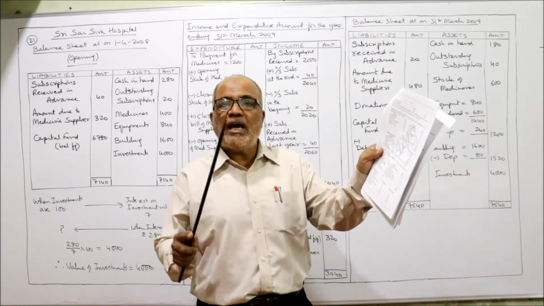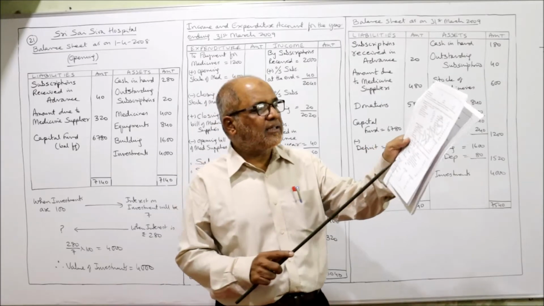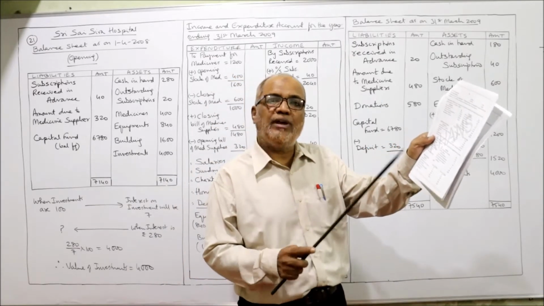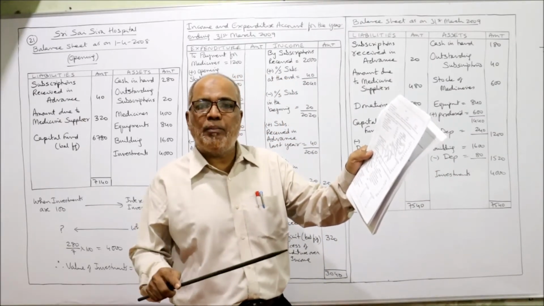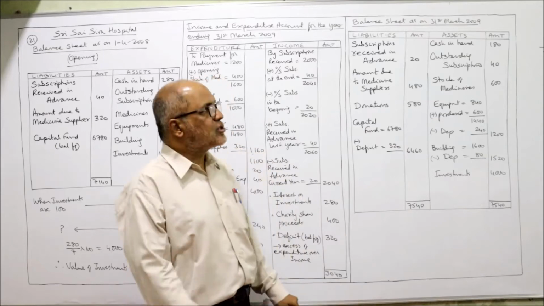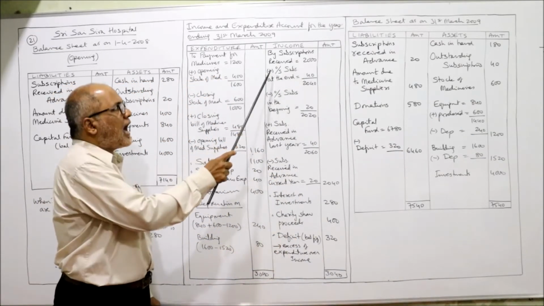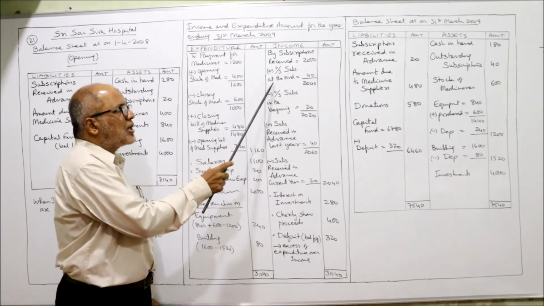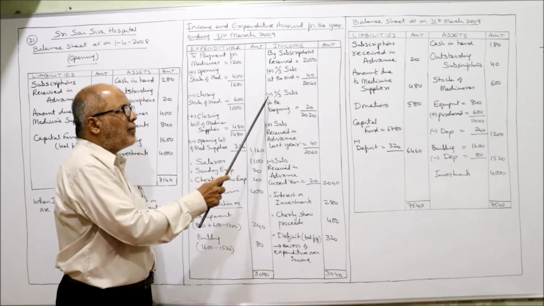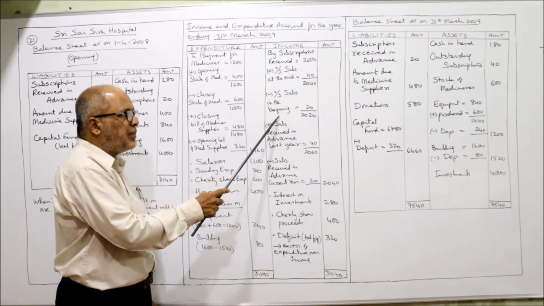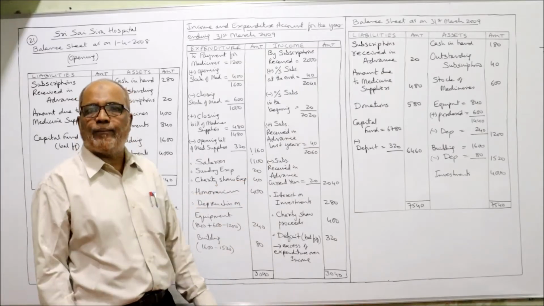To this, we add outstanding subscription at the end of the year. At the end of the year, 40 rupees. We add 40. And subtract subscription outstanding at the beginning of the year, 20. So you can see here, by subscription received 2000, add outstanding subscription at the end of the year 40. So add up 2040 minus outstanding subscription beginning of the year 20, deduct 20, 2020.